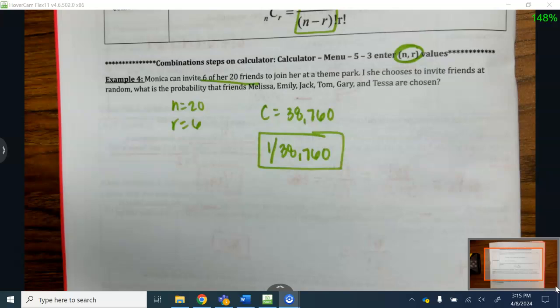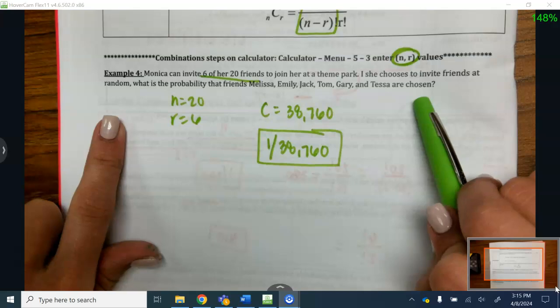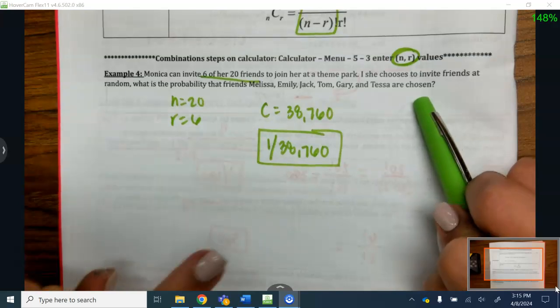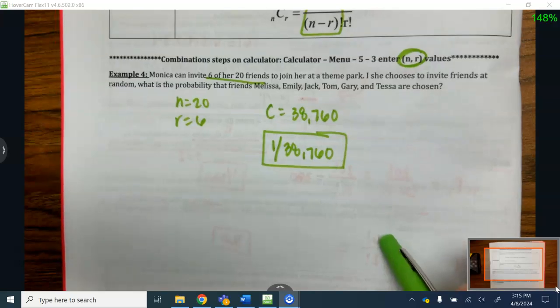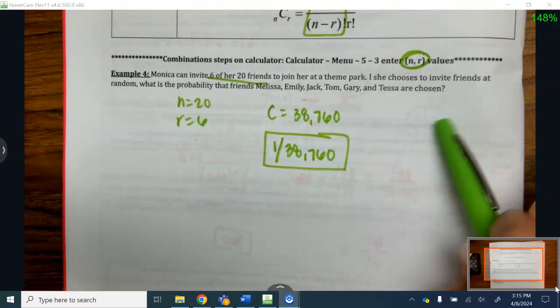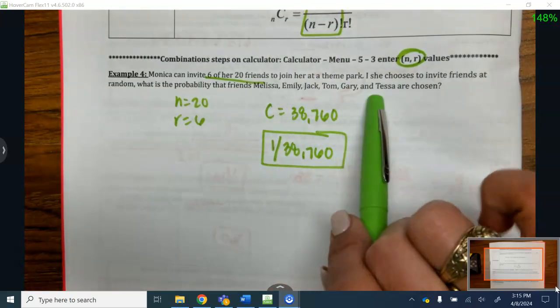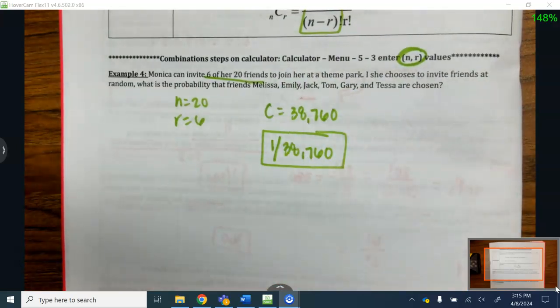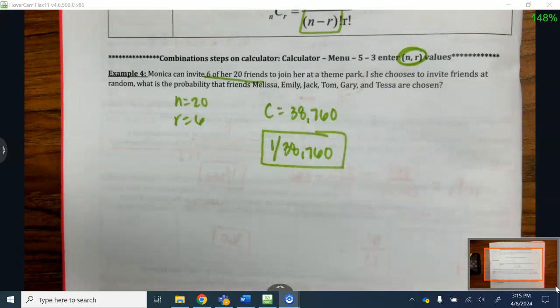Okay, so I could easily turn this question into a permutation question by saying, what is the probability that Jack is chosen first, Gary is chosen second, Melissa is chosen third, Tessa is chosen fourth, Emily is chosen fifth, Tom is chosen sixth? That would make it a permutation. But like I said, this is a combination because I could rearrange this order any way I wanted to. We're just figuring out the probability that these specific people are going.